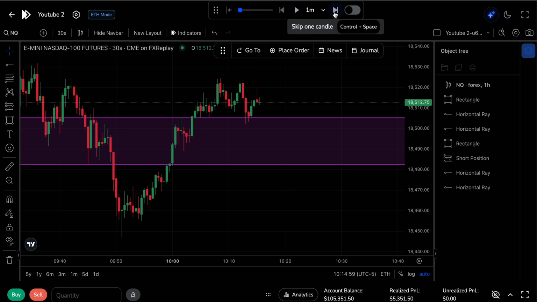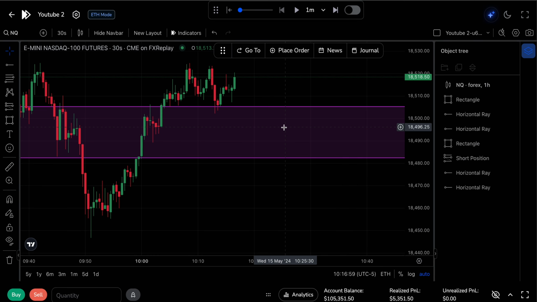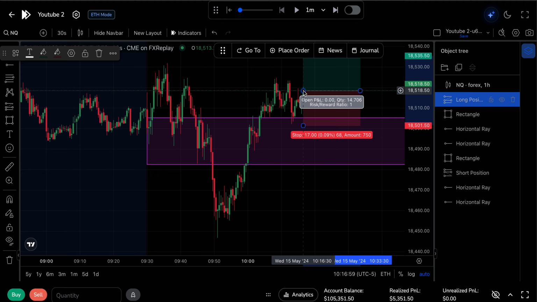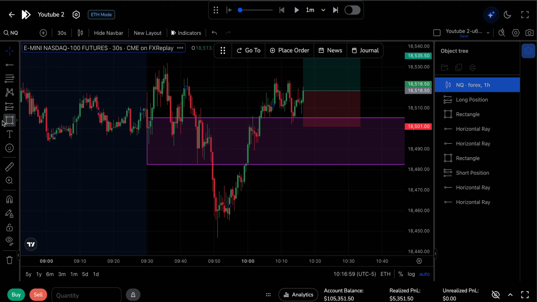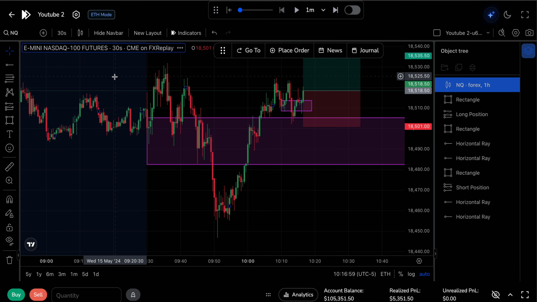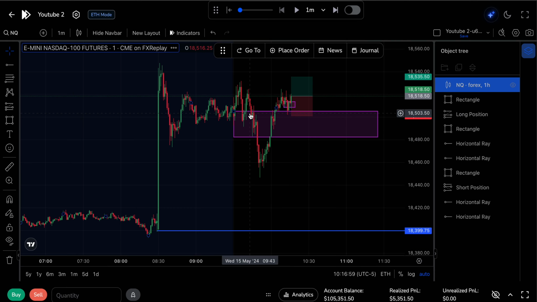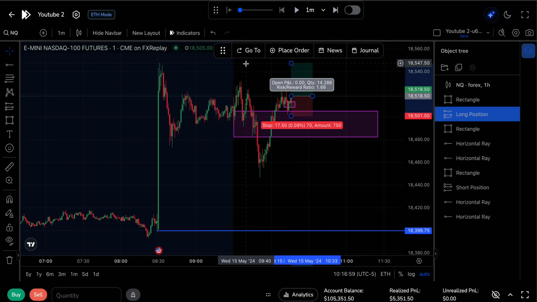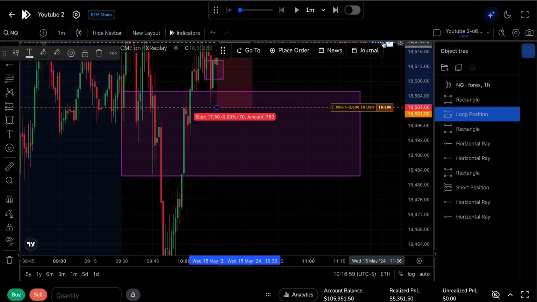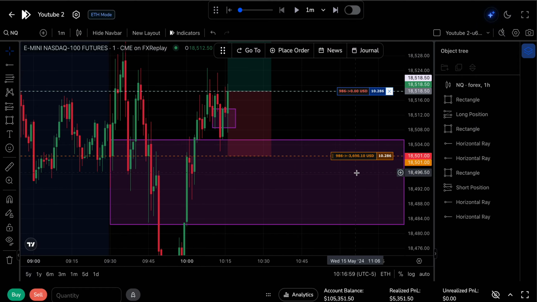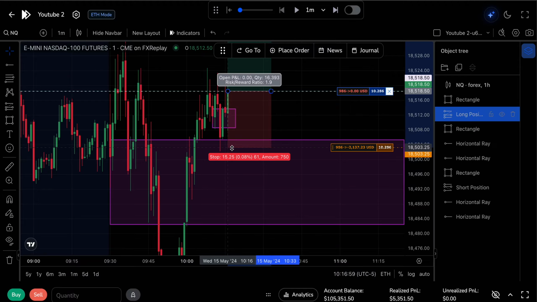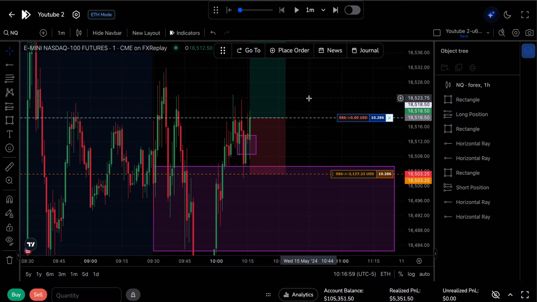Why does it always do this when I switch to the 30-second? Okay, I'm gonna go long right here, off of this 5-minute bullish gap and this 30-second inversion. Gonna just target this high up here. Place order. See if this plays out.